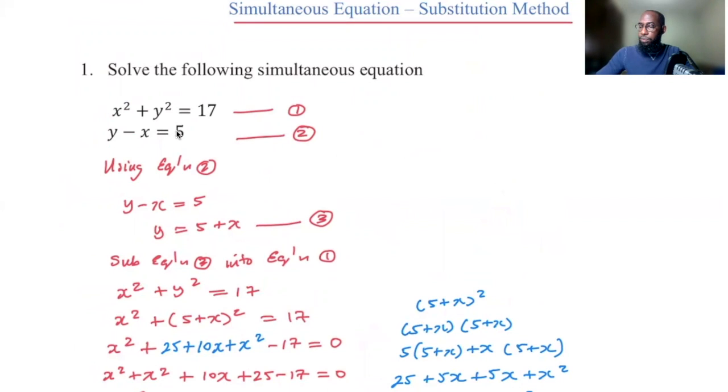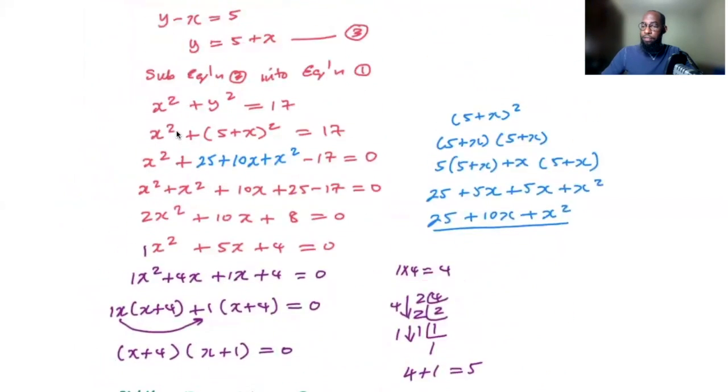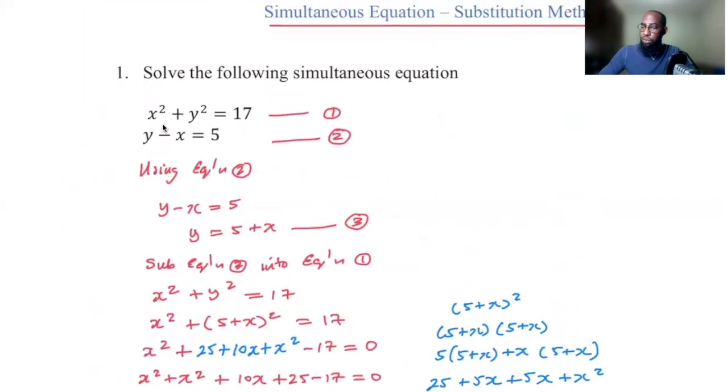Also, x is negative 4, y is 1. So if we have negative 4 squared plus 1 squared, negative 4 squared is 16 plus 1 squared is 1. 16 plus 1 is 17. So we see that is correct.